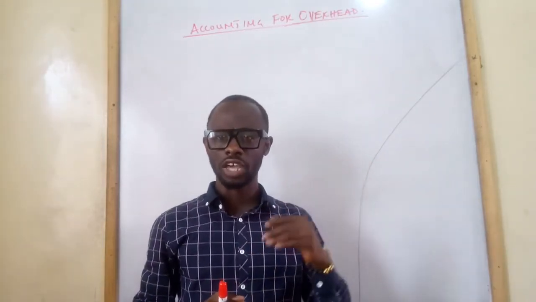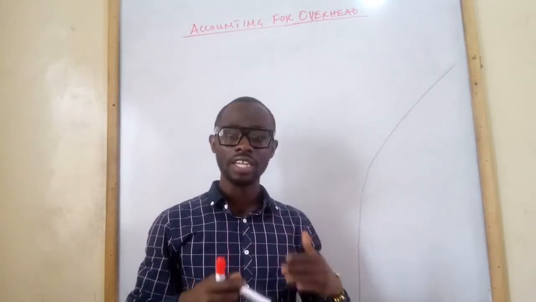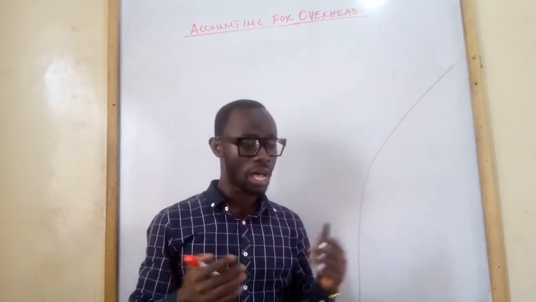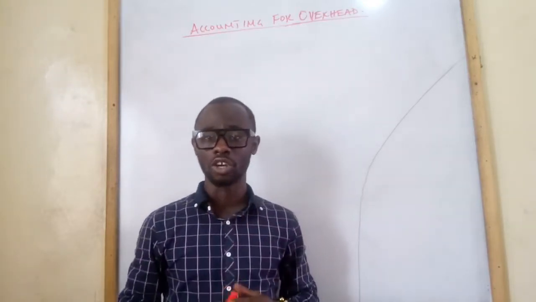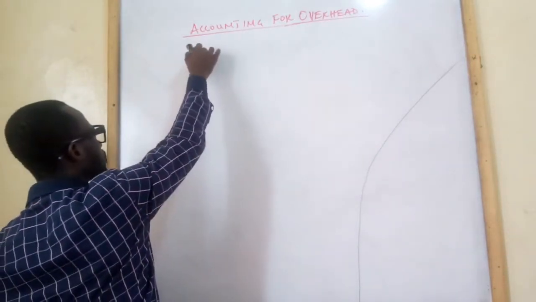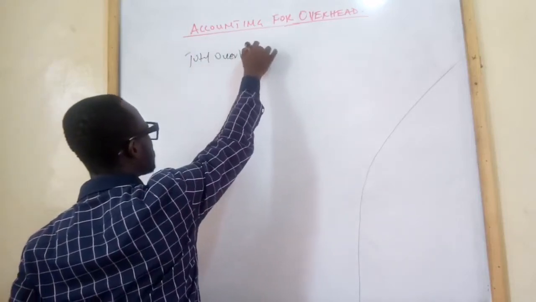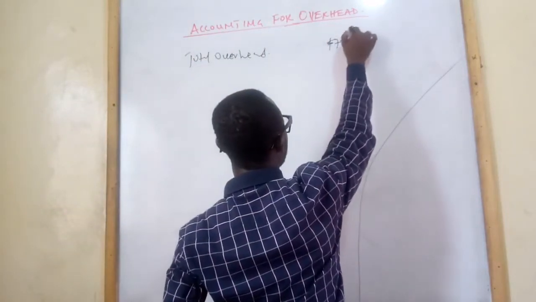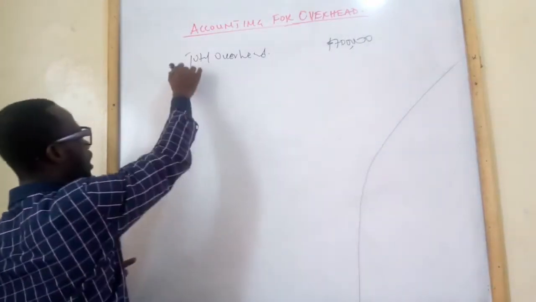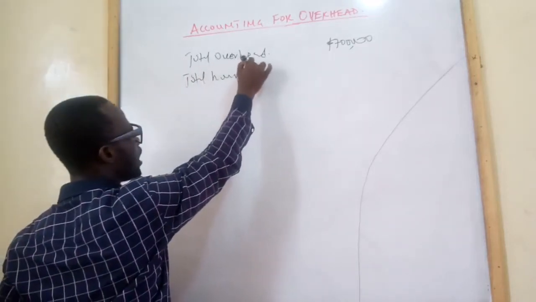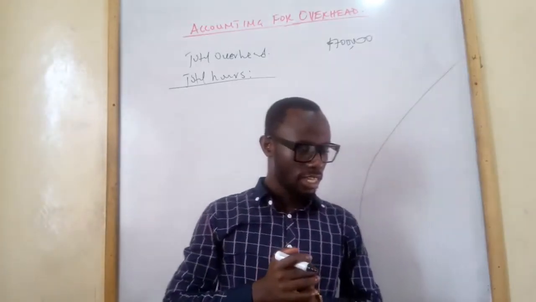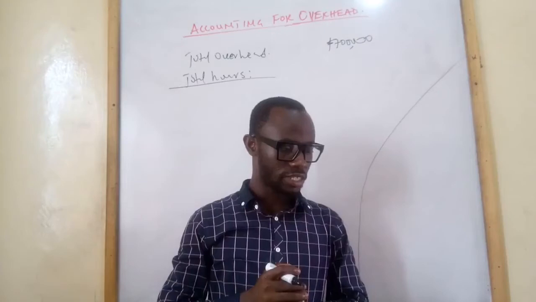On what basis do we share that? The examiner has told us that overhead is absorbed based on what? Labor hour basis. So it will be dependent on the total labor hours that has been used by each of these departments in the organization. So let's see how that goes. So we are told that the total factory overheads is 700,000 in the question. Then we need to get a total labor hours that is used in the organization so that we can get the overhead absorption rate.